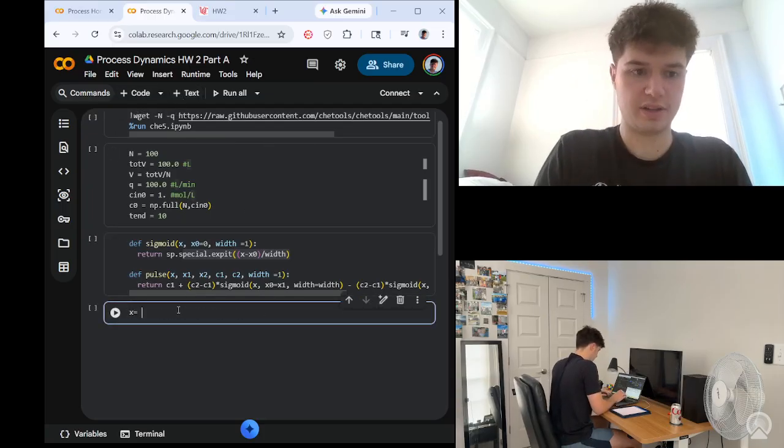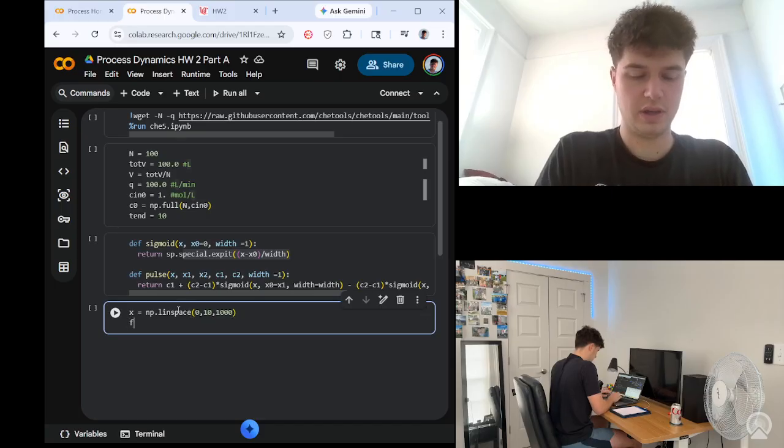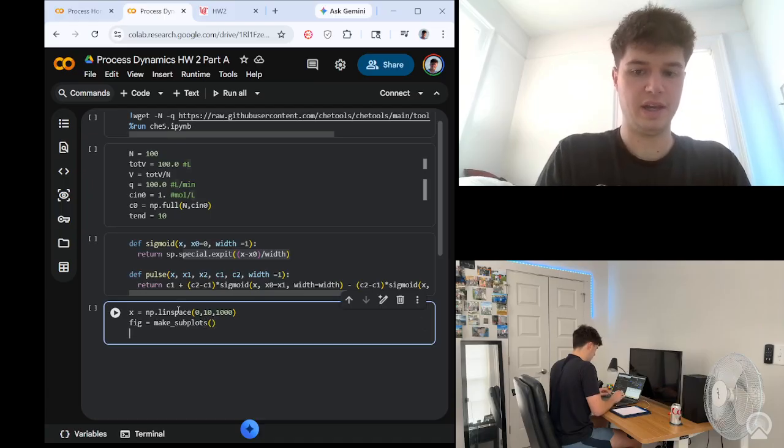So we're going to start with x equals np.linspace, and we want this to go from 0 to 10 with 1,000 points, which is rather large, but better safe than sorry. And then again, fig equals make subplots, which is going to actually make the subplot, just as a reminder in case anyone forgets.